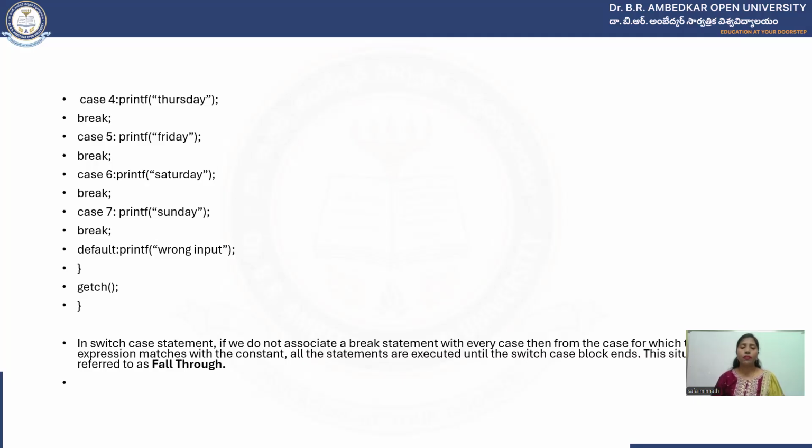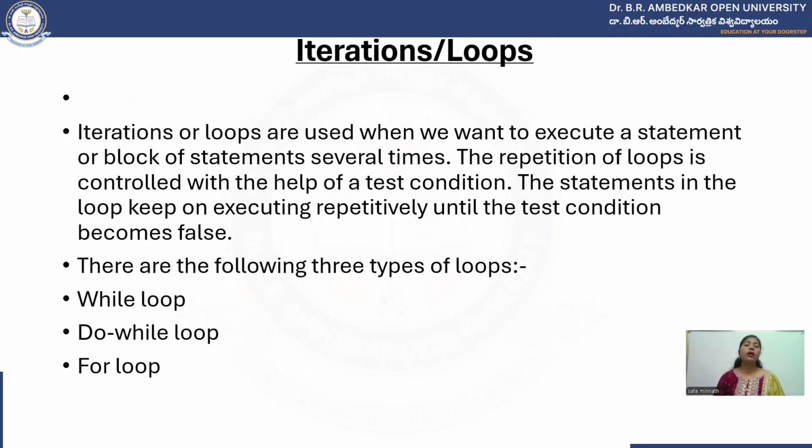And next we have iterations or loops. Actually, we have discussed flow of control. In flow of control we already have three main types. One is sequential control. Sequential control is nothing but a normal program.